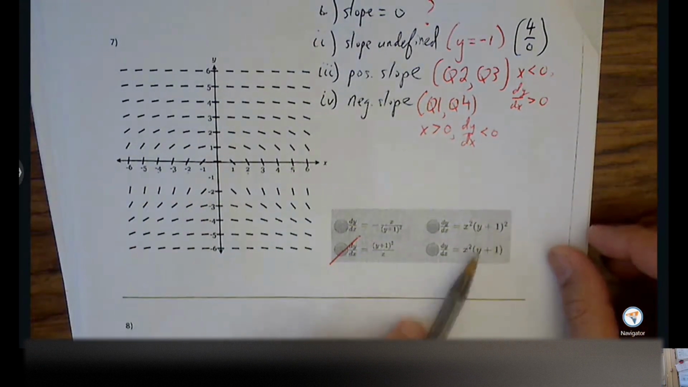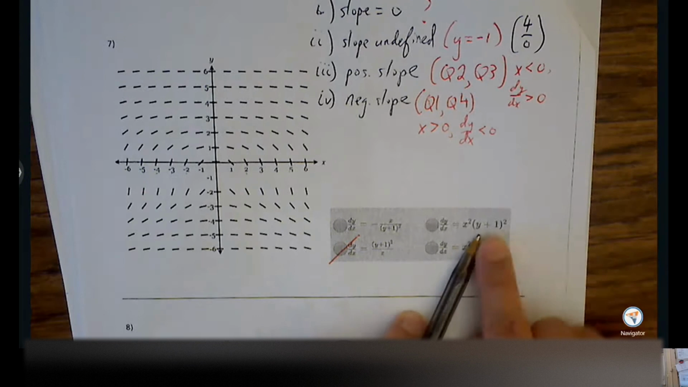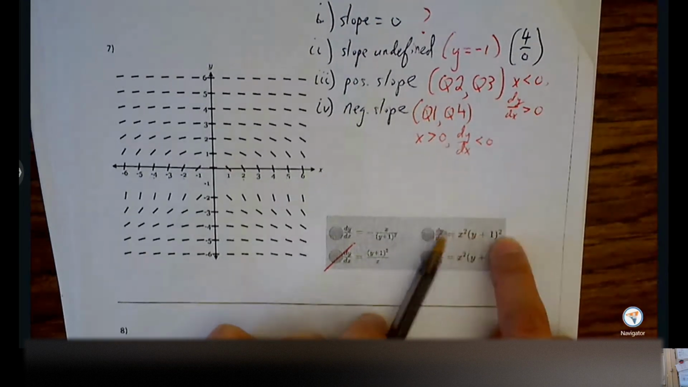Okay, what about these two here? Oh, wait. They both cancel out. Wouldn't they cancel out to 0? Right, and 0 is not undefined. Correct. So this is obviously wrong as well.